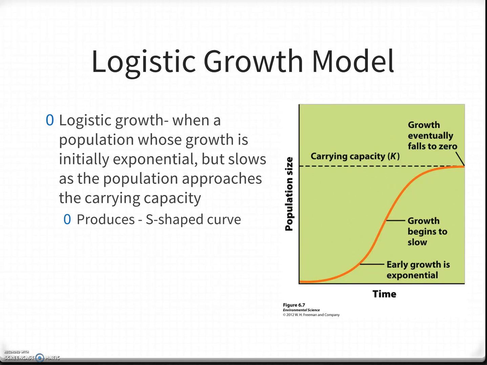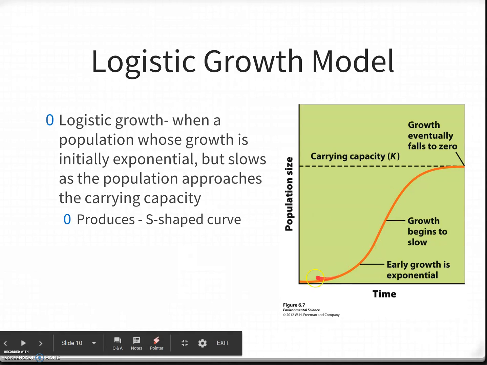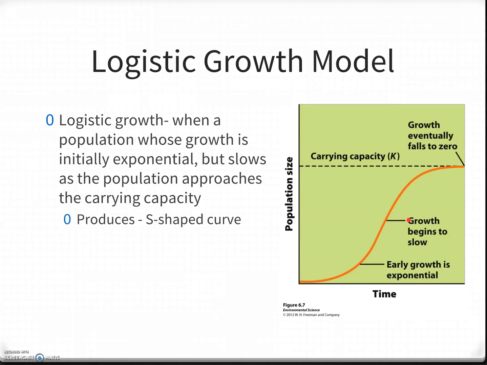It's called logistic growth. So the logistic growth model is a population whose growth is initially exponential. You can see that here. Initially, we are exponential, but it slows as the population approaches the carrying capacity, which is K, of the environment. It's used to predict populations that are subject to density-dependent constraints, such as food or water or nest sites. So when we run out of food, the growth of these organisms begins to slow, or we run out of water, or we run out of nest sites.